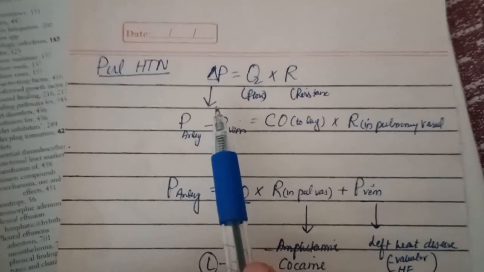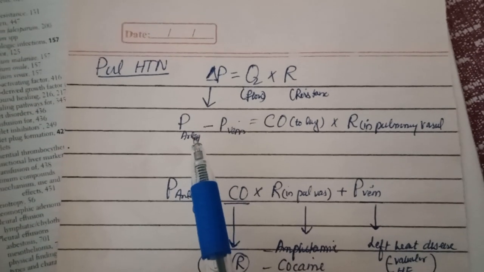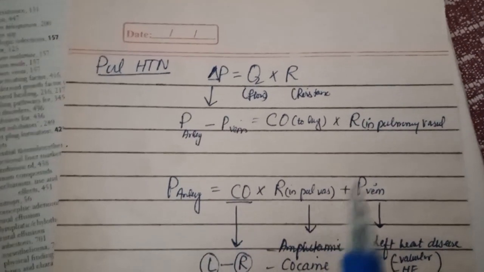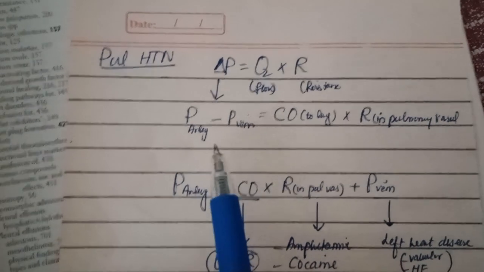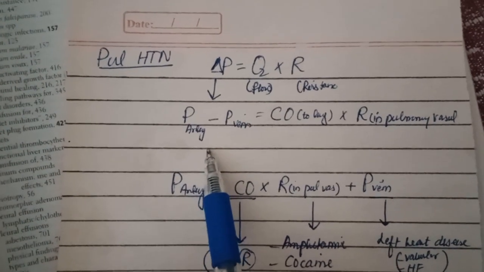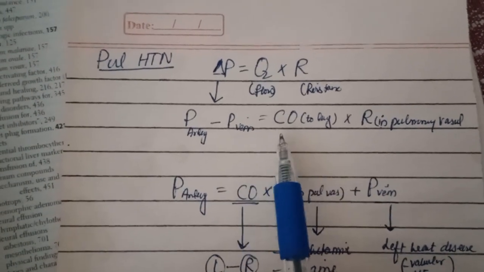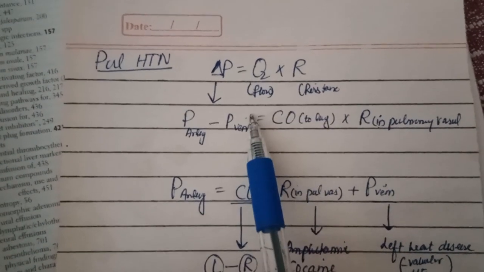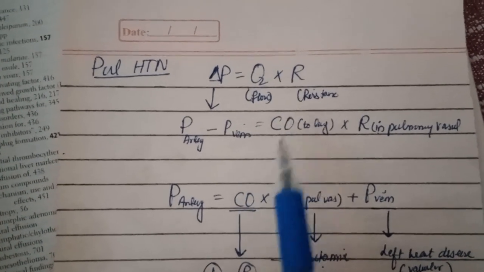Delta P is basically the pressure that drives the blood from the right side of the heart through to the lungs. This delta P is equal to pulmonary artery pressure minus pulmonary vein pressure, and it is also equal to Q multiplied by R, where Q is the cardiac output to the lungs and R is the resistance.